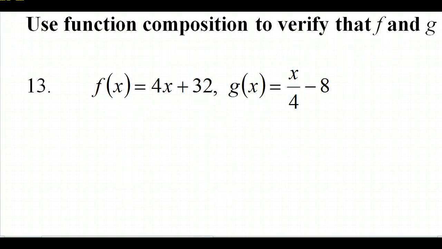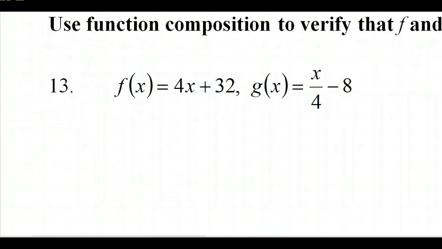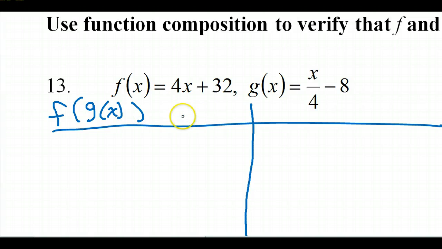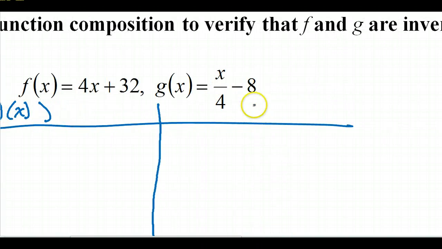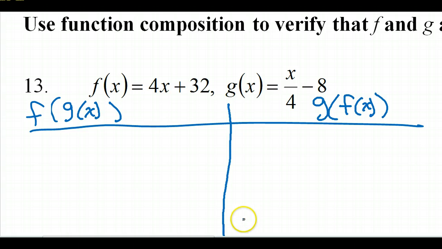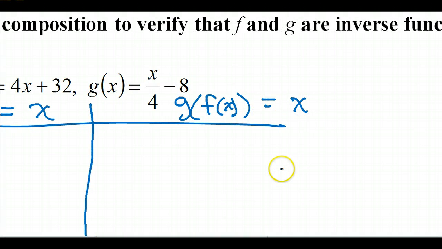All right, for these problems, we're supposed to use composition to verify that f and g are inverse functions. So remember, if we want to show that two functions are inverses, we have to do composites two ways. On the one side, we're going to do f of g. And on the other side, we're going to do g of f. Now, who remembers what I'm supposed to get if they are indeed inverses? X. Okay? If I do f composite g, I should get x if they're inverses. If I do g of f, if they're inverses, I'm going to simply get x.